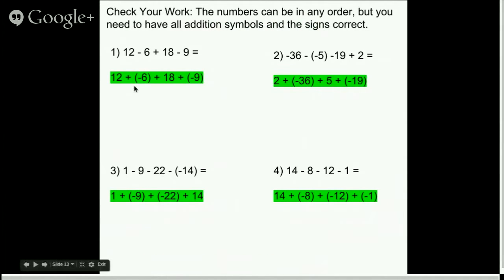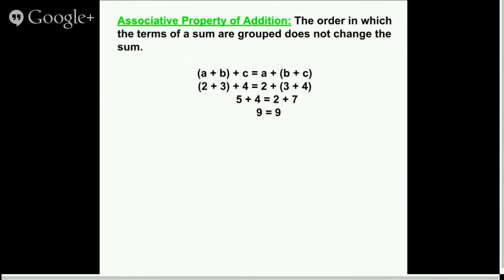So you change these so they're all addition. And then it doesn't matter what order you put them in. You could have 12 and 18 together, which is nice because they add up to 30. You could have 6 and 9 together. You could put these in any order, because adding a negative is the same as subtracting a positive.